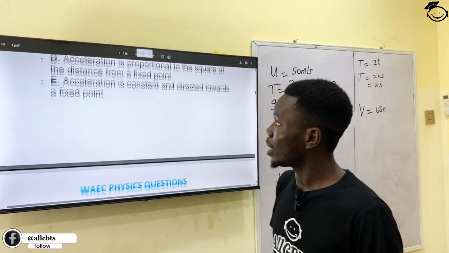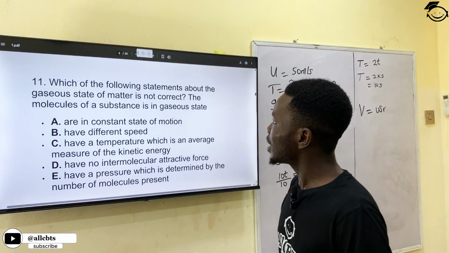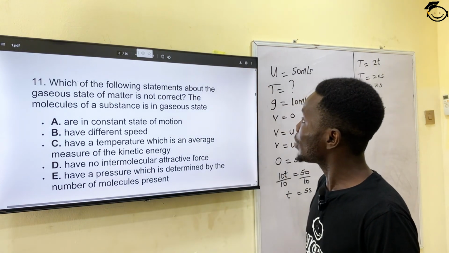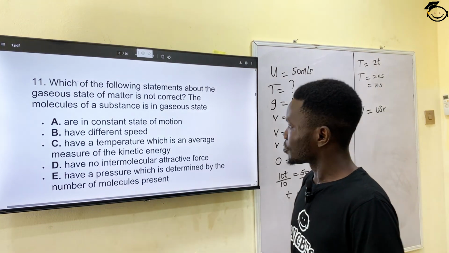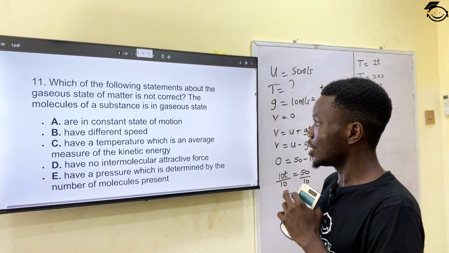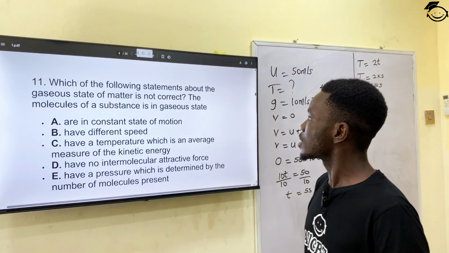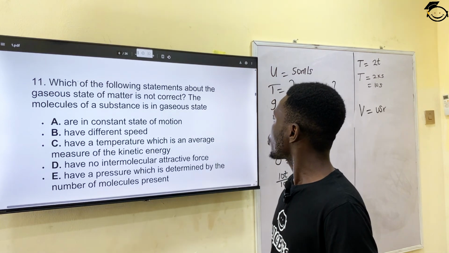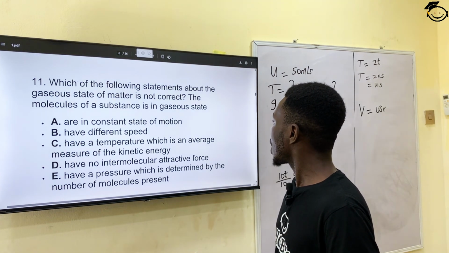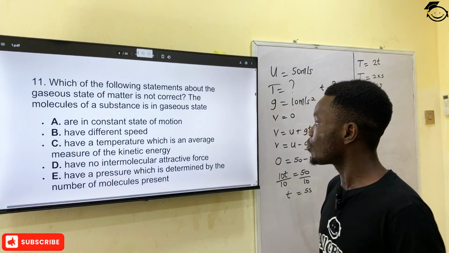So that takes us to question number 11. Question number 11 says, which of the following statements about the gaseous state of matter is not correct? The molecules of a substance are in gaseous state if dash. A, if they are in constant motion. B, if they have different speeds. C, if they have temperature, which is an average measure of the kinetic energy. D, if they have no intermolecular attractive force. And E, if they have a pressure which is determined by the number of molecules present.